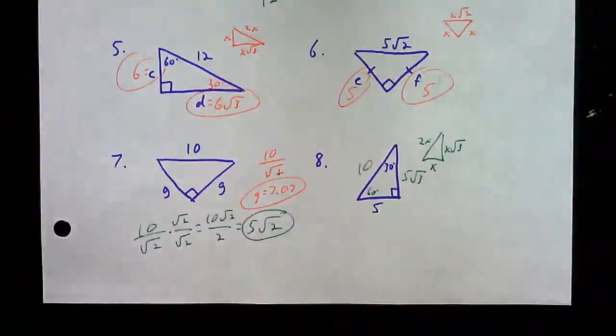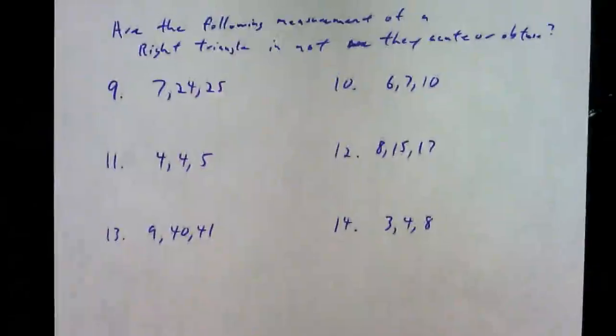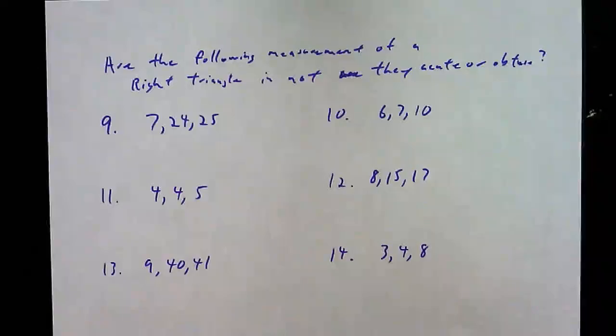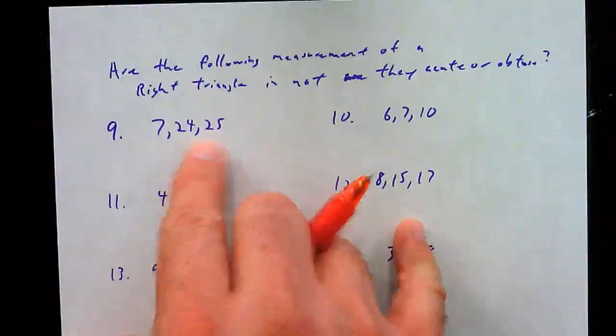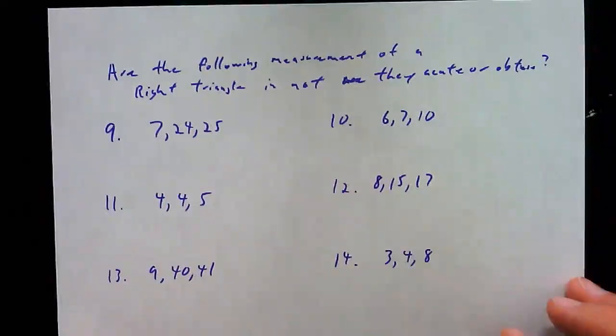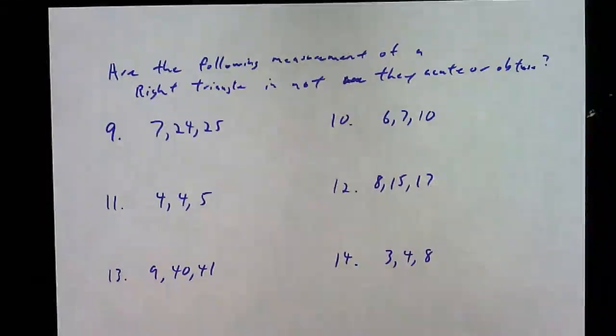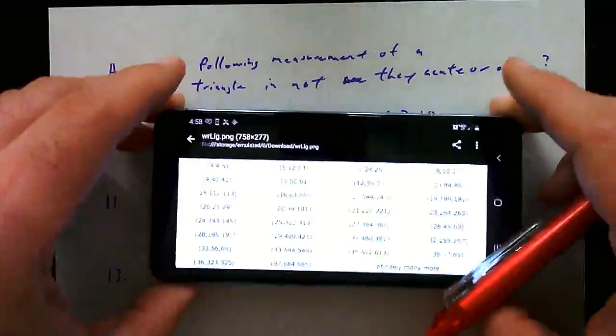But now I also want to take a look at saying whether a triangle is a right triangle or not. And then if it's not a right triangle, well, is it acute or obtuse? So looking at the first one, 7, 24, 25. Now, if you know your Pythagorean triples, and there's a lot of them, you might be able to do this a little bit faster by just saying, hey, these are Pythagorean triples.